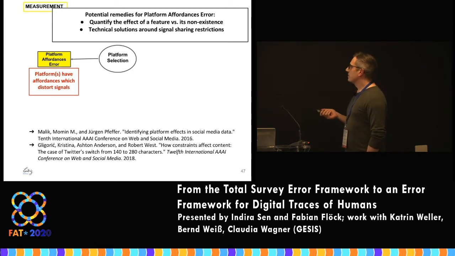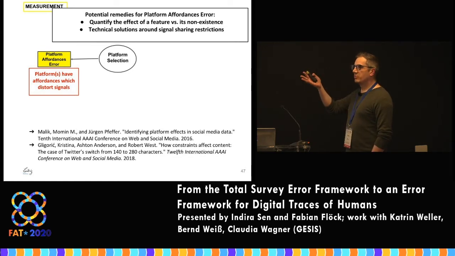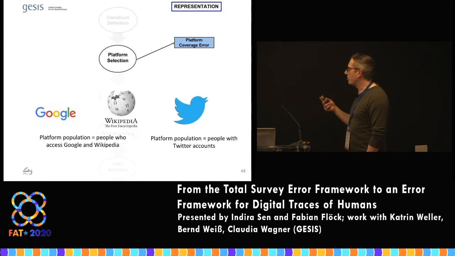Another error you have is coverage error. So this was basically, even for one single person, you get the signals wrong, right? You get the signals wrong because they're just not recorded in a way, for example, or they were influenced. The other thing is the coverage error is the population of the people that are actually on the platform. And everybody knows that there's self-selection on Twitter or on Facebook. I think everybody has heard about that. More young people, more well-educated people in some services, et cetera, et cetera.